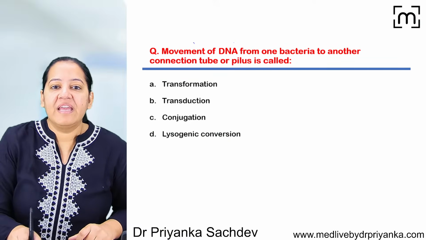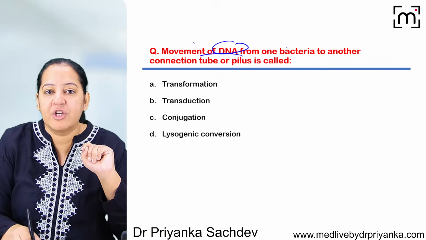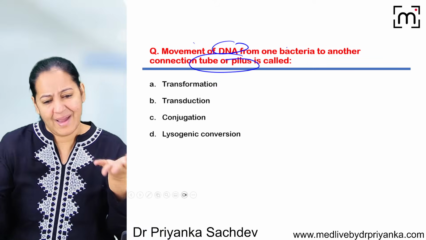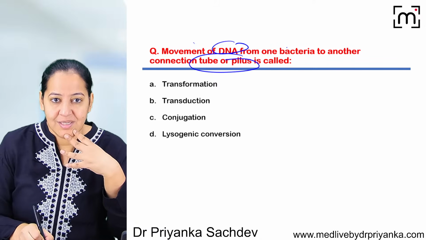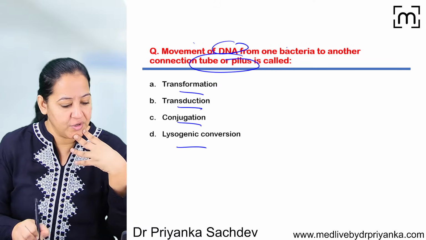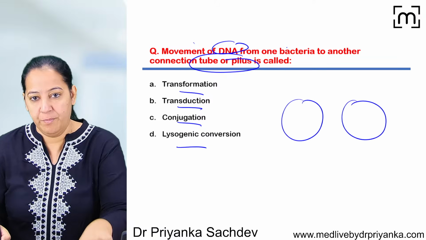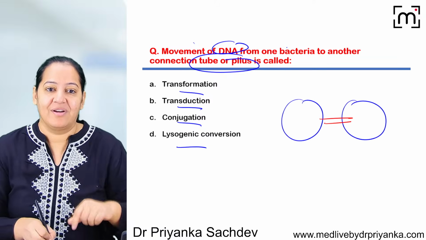Okay, movement of DNA from one bacteria to another with the help of a tube or pilus. So the two bacteria are coming physically closer and making a tube between them. I guess easy question. What is the method known as? Is it transformation, transduction, conjugation, or lysogenic conversion? The two bacteria are coming closer and they make a tube between them. So it is the sex in the bacteria. It is known as conjugation.